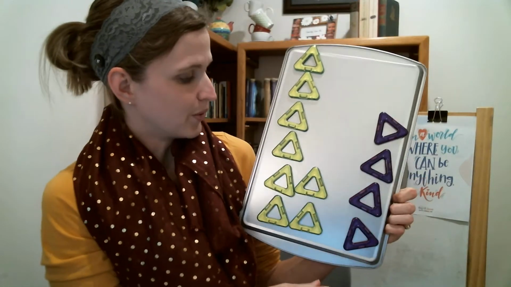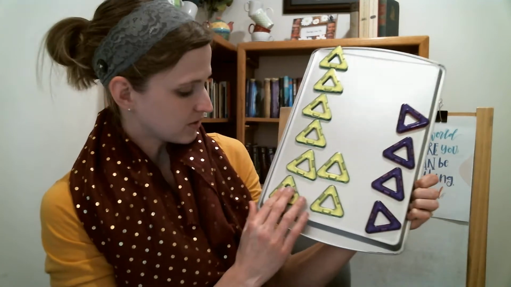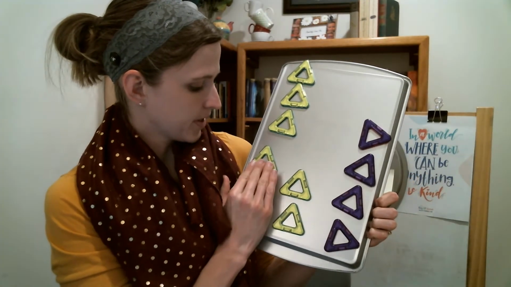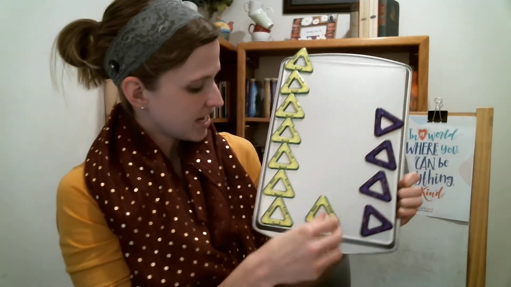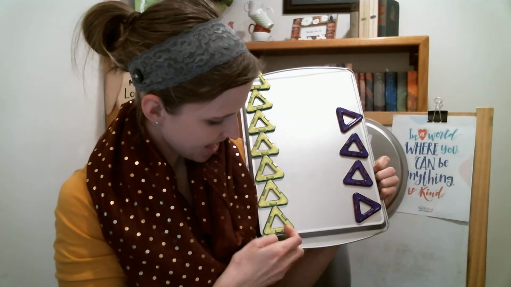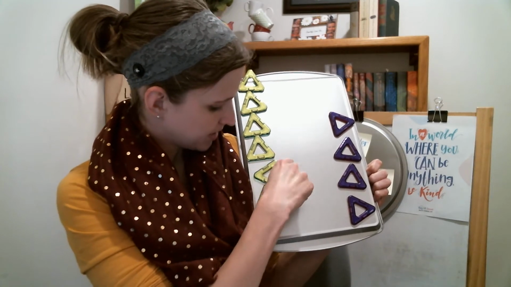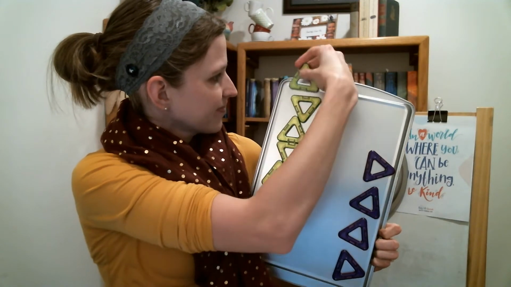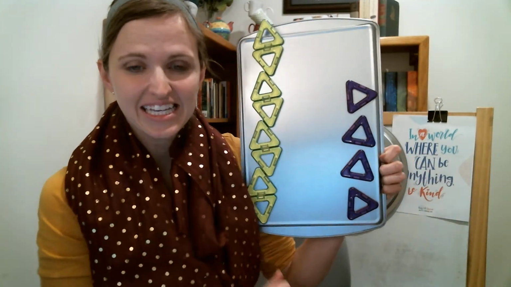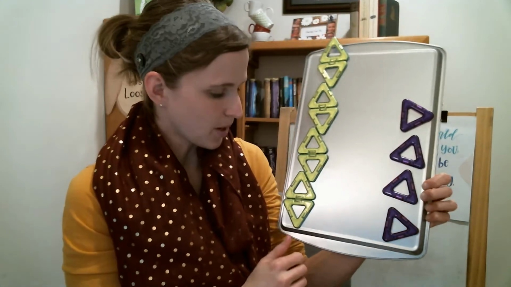And here are the purples. Almost got them. There we go. Whew. So let's count our yellows. 1, 2, 3, 4, 5, 6, 7, and then one that doesn't even fit, 8. We have 8. If we turn them this way, will it make it fit better? There we go. Now we can fit them all. We have 8 yellows.